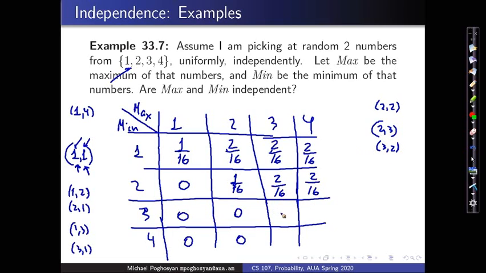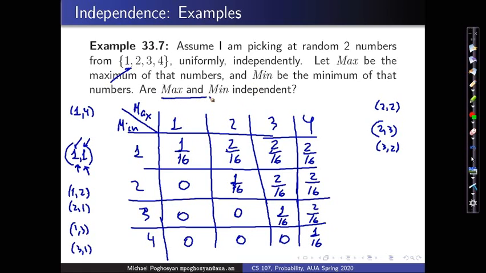Okay, this case is 3, 3. Maximum is 3, minimum is 3. That can happen only in the case 3, 3, and the probability is 1 over 16. Here I will have 2 over 16. Here I will have 1 over 16. Here I will have 0 because I cannot have maximum 3 but minimum 4. Okay, this is our joint PMF constructed from the problem.